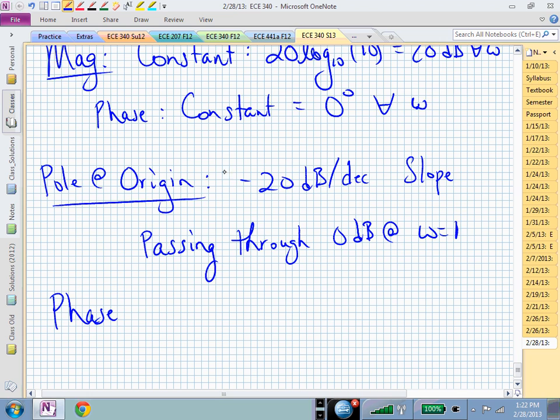this was the magnitude response, wasn't it? So this was the magnitude of the pole at the origin. Its phase, since it's a pole and it's just 1, it's minus 90 degrees for all omega.